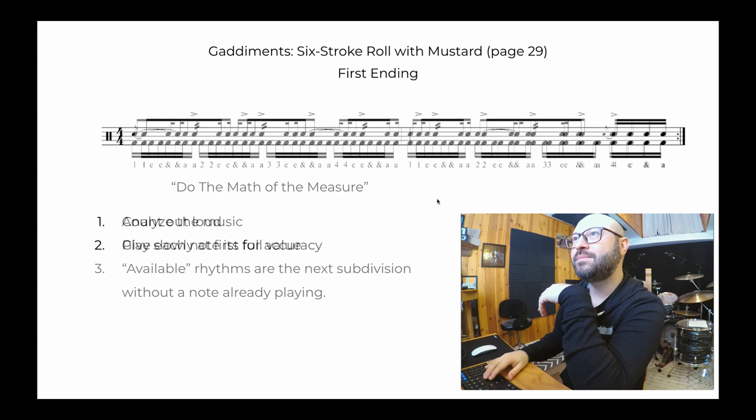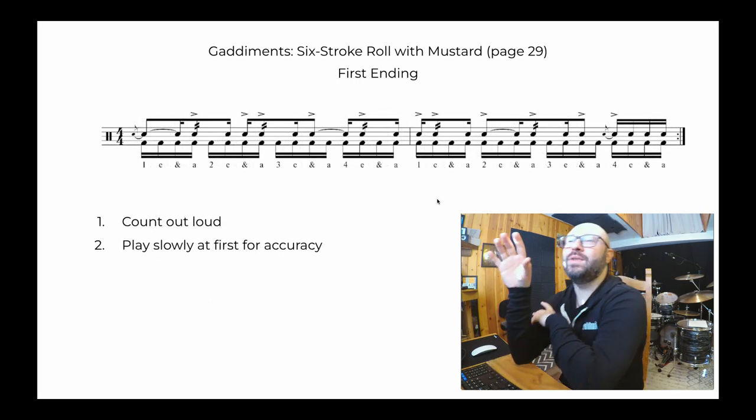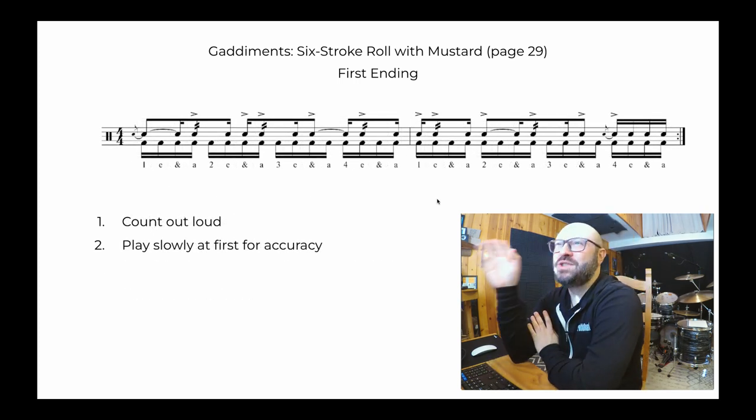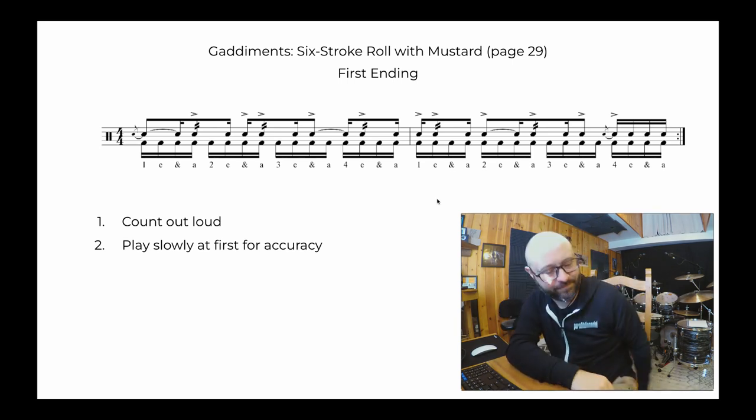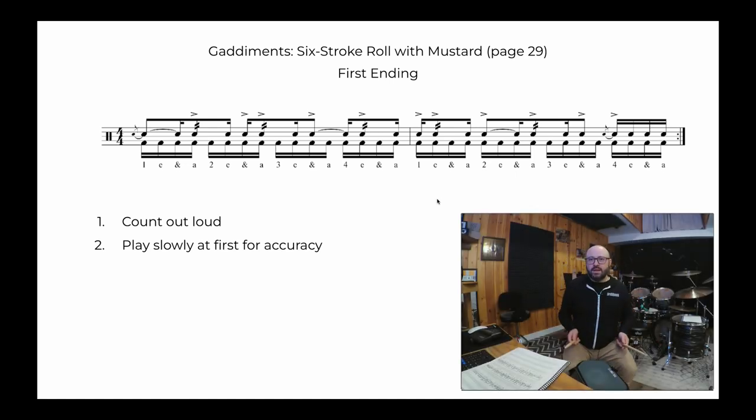So next, I'm going to overlay the original music. As you see here, I got my drum pad, I'll count out loud and I'll play it. And remember, we want to play it slow for accuracy. So here we go. One E and a, two E and a, three and go.